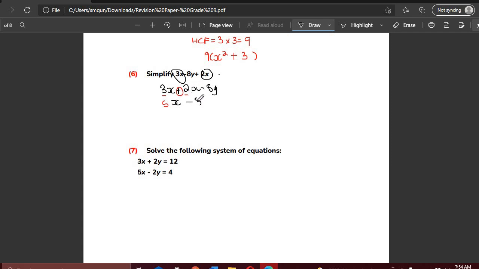Then you rewrite everything else, so this part is important as well. Don't forget to rewrite everything else that you did not touch. So we didn't do anything to 8y. But the 8y is still a part of the expression. So once you combine your like terms, don't forget to rewrite everything else that you did not simplify or combine.